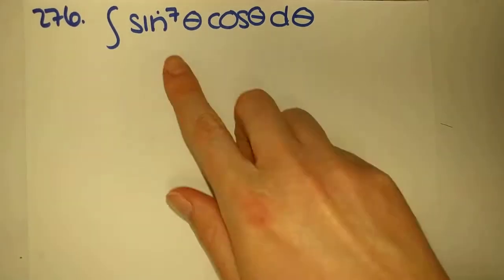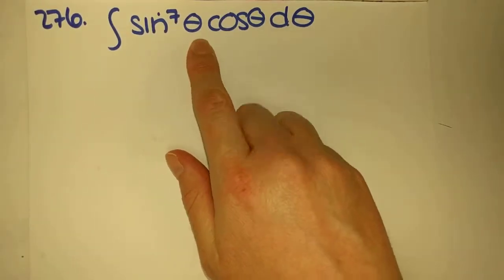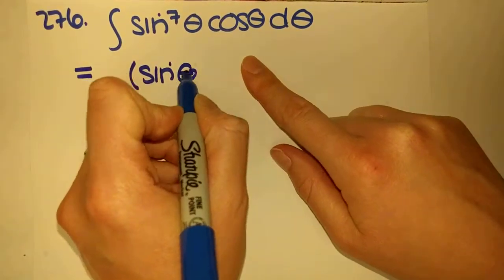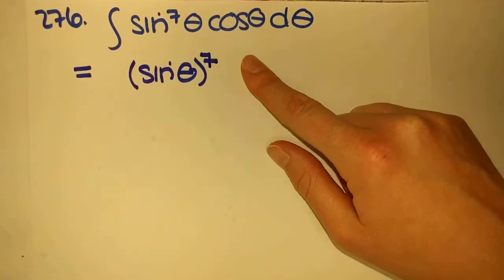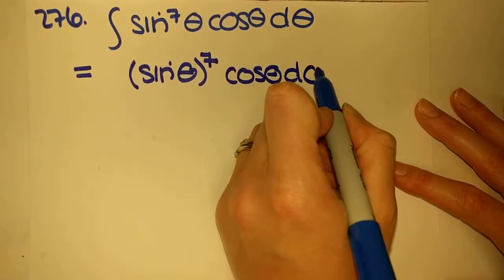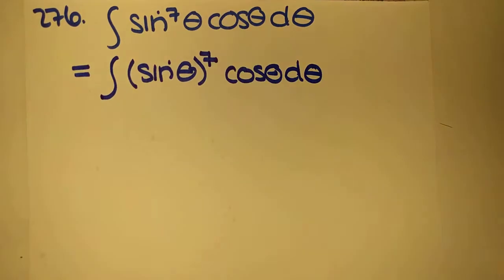I would start off by saying, okay, how am I going to deal with this sine 7 theta thing? The way I'm going to deal with that is I'm going to rewrite it as sine theta to the 7th power, just like we did with chain rule for derivatives, and then the cosine theta d theta, and then the integral.